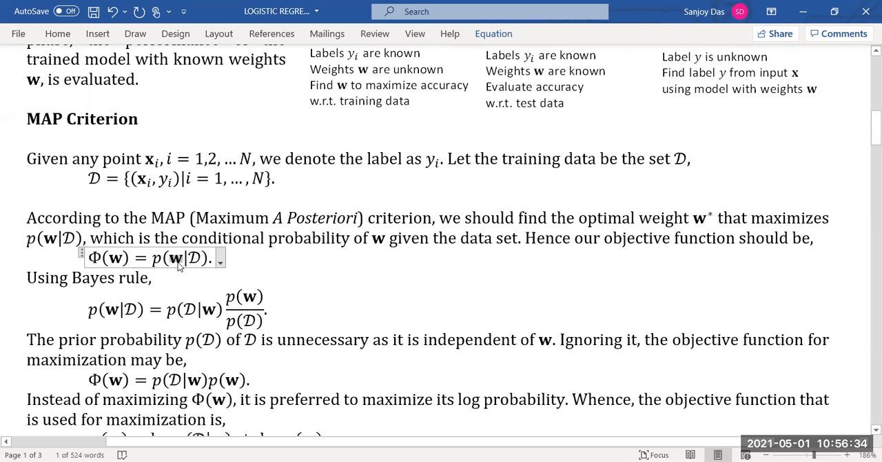Now we have a probability distribution of the weights. Maybe it's Gaussian, maybe it can be Bernoulli, it can be any distribution, right? Given this data, this is the most likely set of weights. This is the probability that the weight vector is W. And so what we want to do is maximize the probability of W given the set of data. And this is this uppercase phi of W. This should be our objective function to maximize. Do you guys agree?